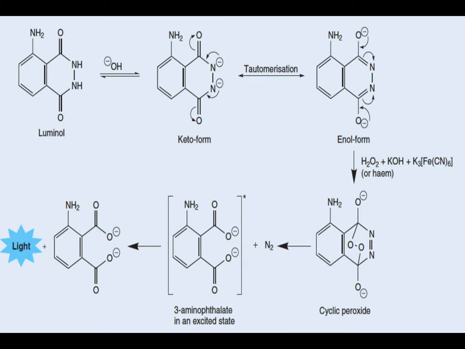Those oxygens that have the negative charges are called singlet oxygens because the electrons in them are very unstable. To stabilize themselves, those electrons are going to move to a lower energy state, and this is what causes the emission of light in chemiluminescent reactions.